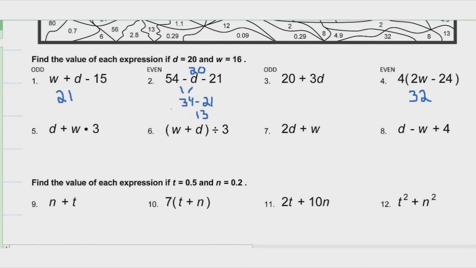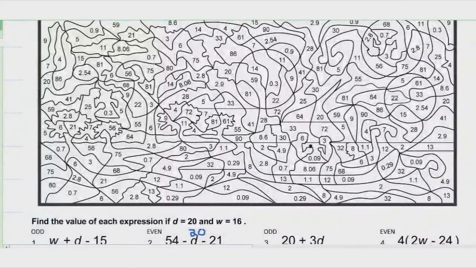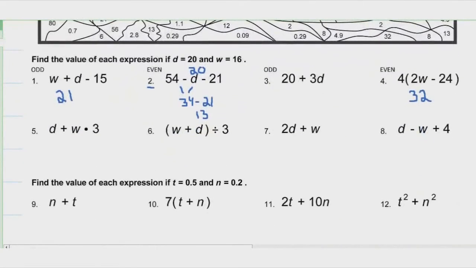Then we find 13 at the top, and since it's an odd number, we need to shade it in lightly. Remember, there's more than one 13 in the picture, so you have to find all of them. Well, let's look at problem 3.